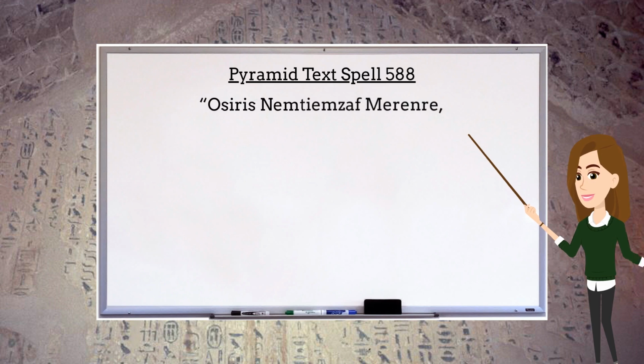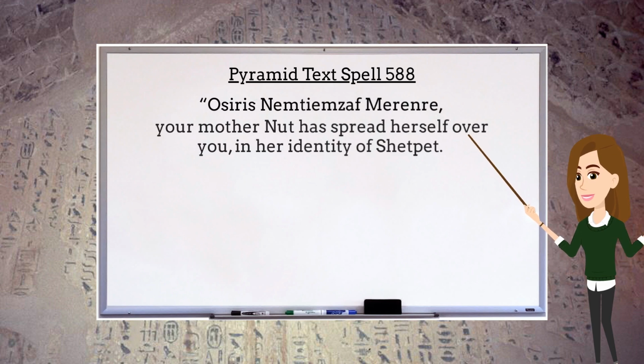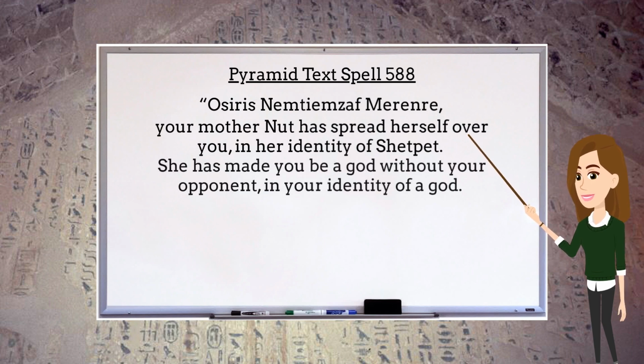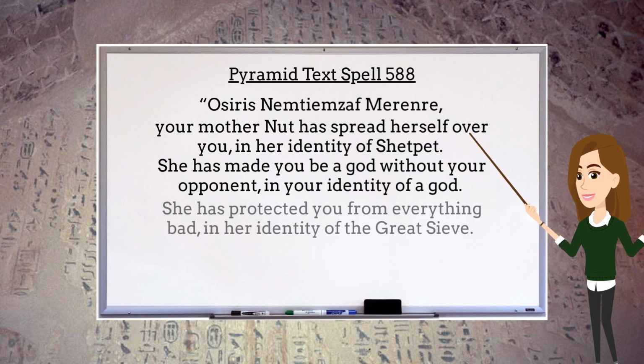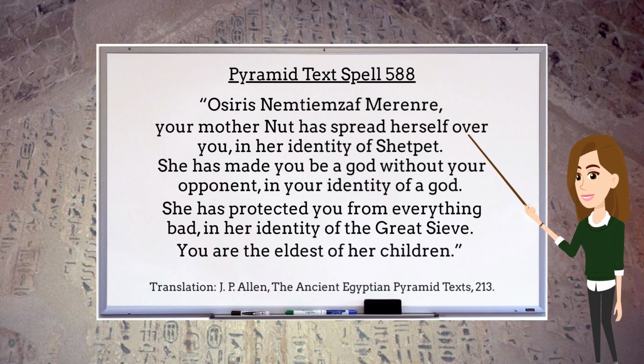Osiris Nemtiemzoth Merenre, your mother Nut has spread herself over you in her identity of Shetpet. She has made you be a god without your opponent in your identity of a god. She has protected you from everything bad in her identity of the great Siv. You are the eldest of her children.